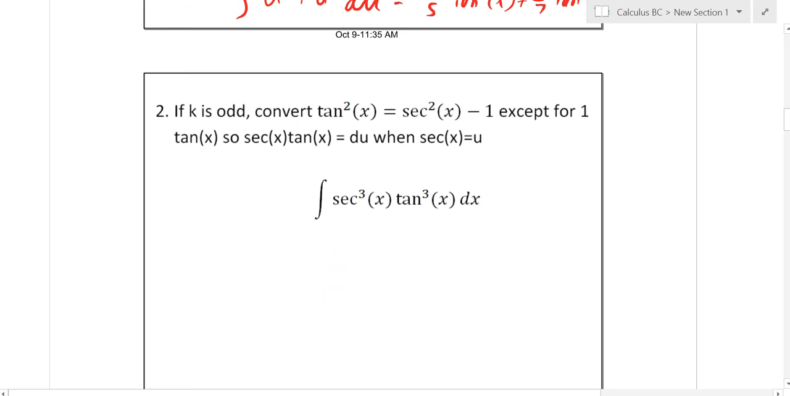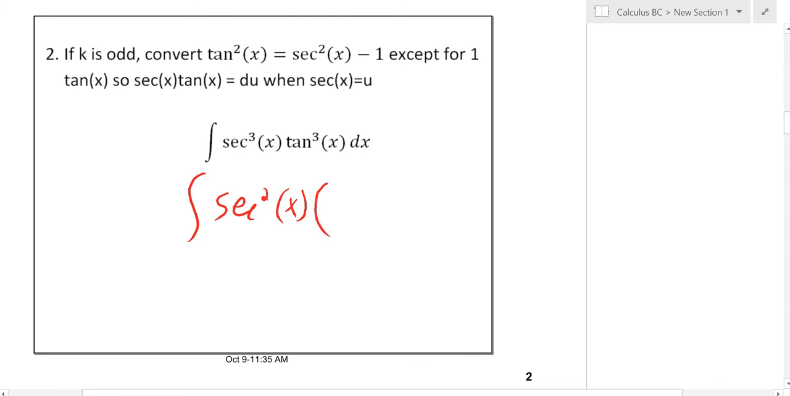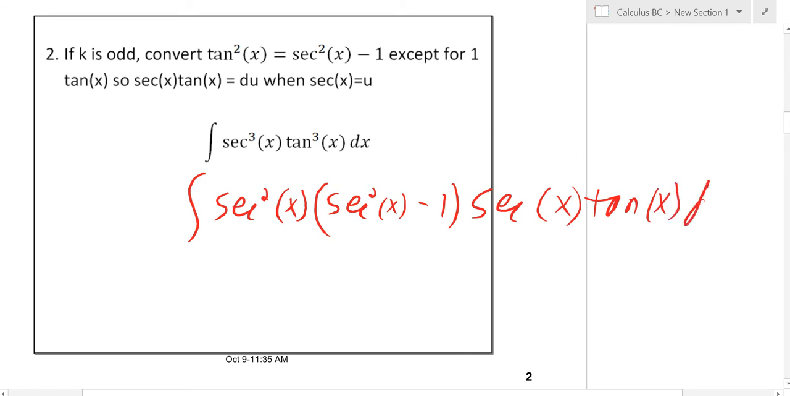So again, we're going to switch over all but one tangent. Check out how this works. I'm going to leave a secant squared, which means I'm taking one of those secants away. I'm moving it to the end, okay? So it's still there, I'm just moving it. I'm going to switch over tangent squared to secant squared of x minus 1. We okay with that? How many secants do I have left to put at the end? 1. How many tangents do I have left to put at the end? 1. So at the end, we have the secant tangent.